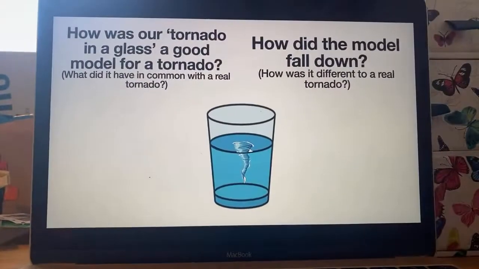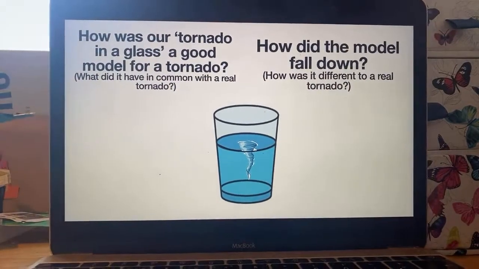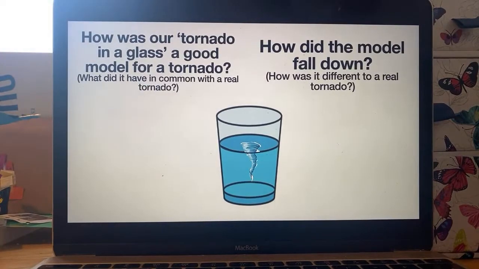I've got loads of answers that people on Facebook gave. But first I'll give you 1 minute. Can you write down or shout out as many things as you can think of for why our tornado in a glass was a good way of describing how a tornado works? Why was it like a tornado? And how did the model fall down? How was it different to a real tornado?